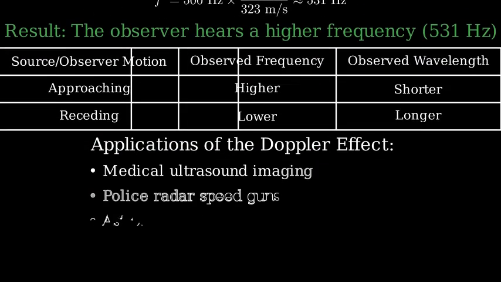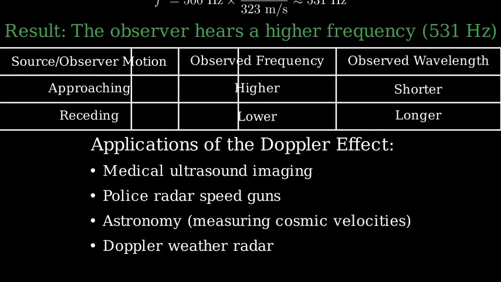The Doppler effect has many important applications. In medicine, it's used in ultrasound imaging to measure blood flow. In law enforcement, it's used in radar guns to measure vehicle speeds. In astronomy, it helps measure the speed and direction of stars and galaxies. In weather forecasting, Doppler radar detects the movement of precipitation.